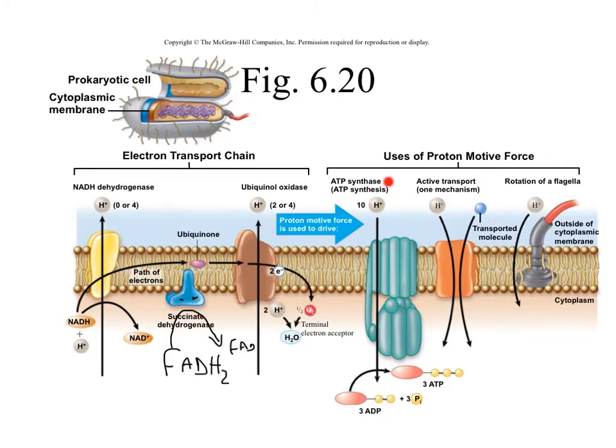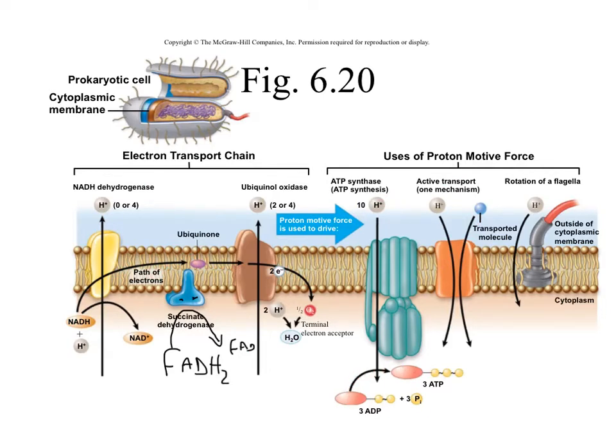We take a high concentration of protons here and allow them to move to the inside. This causes this enzyme to spin, and it will combine 3 ADP to make 3 ATP, and we're using 10 protons. What we're going to do is take inorganic phosphate and combine it with the ADP to make ATP.